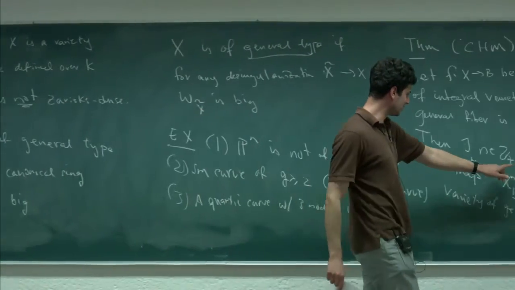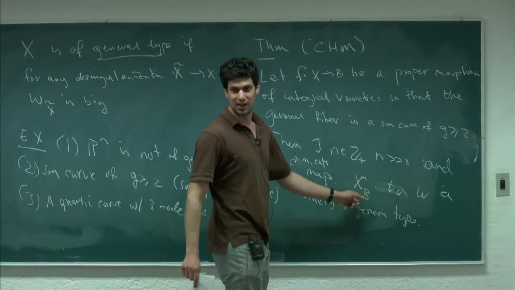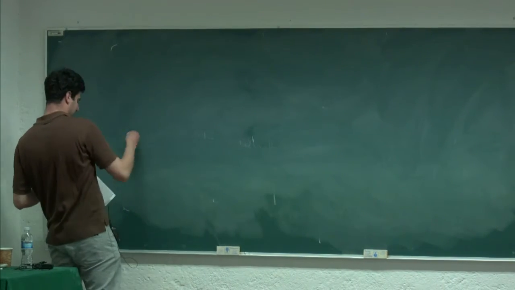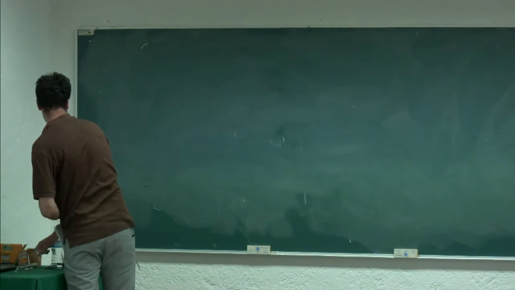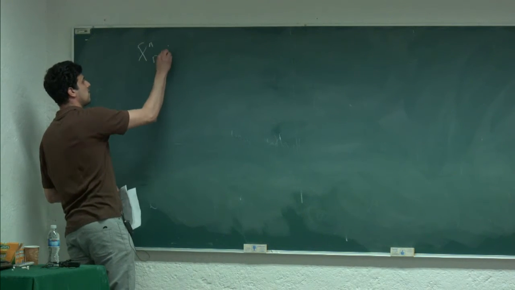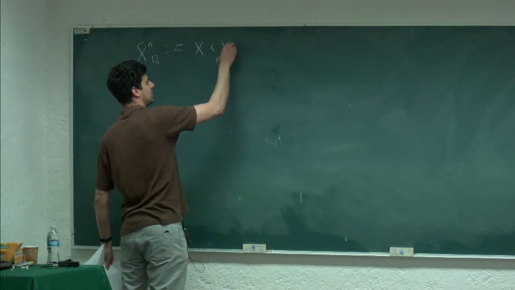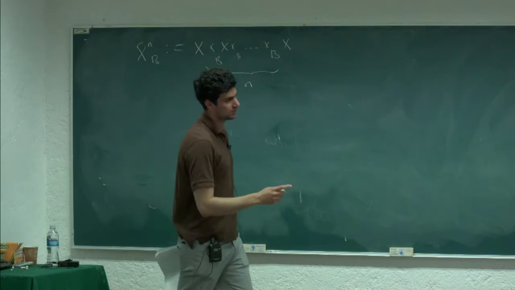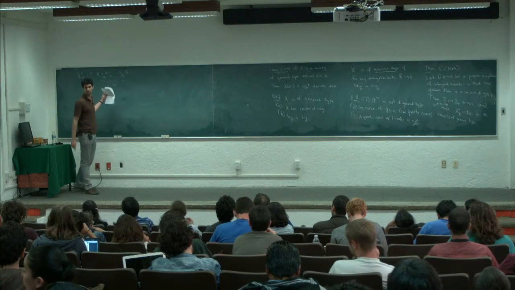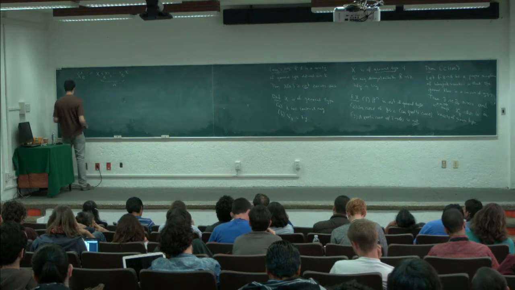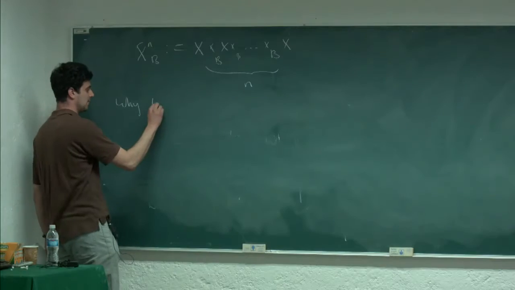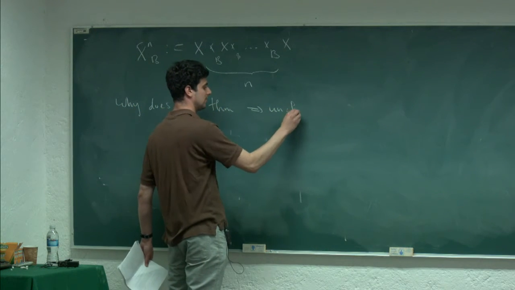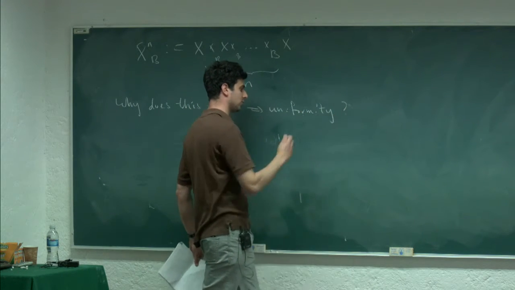So we're going to use Lang's conjecture and show how this theorem implies uniformity. So there exists a positive integer, sufficiently large, and a dominant rational map, X_B^n to W. So let me define what X_B^n is. I just take the fiber product of X over B n times. And because I assume that the fibers are integral, there's a unique irreducible component inside here. So why does this theorem imply uniformity, of course, assuming Lang's conjecture?